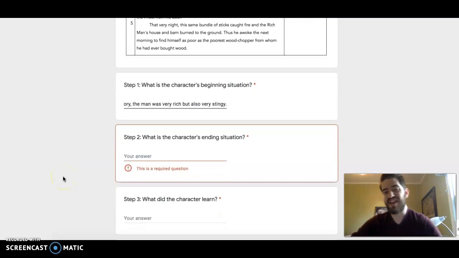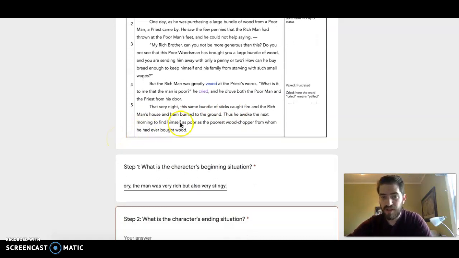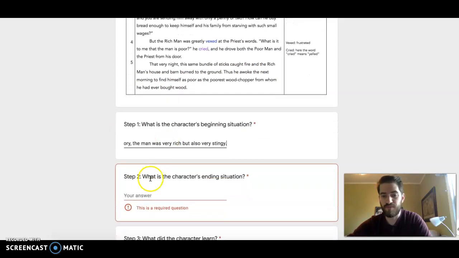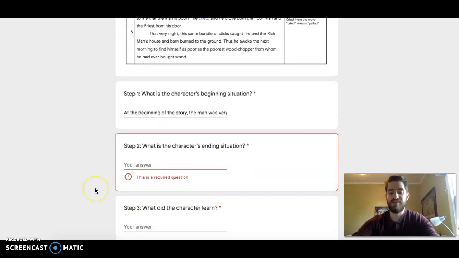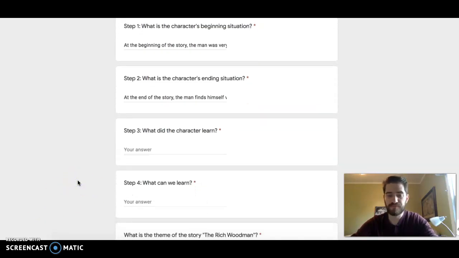Now we're going to look at the character's ending situation. So he started off stingy. Now at the end, I'm thinking, what happened at the end? So that very night, the same bundle of sticks caught fire, and the rich man's house and barn burned to the ground. He awoke the next morning to find himself as poor as the poorest woodchopper. So at the end of the story, the man finds himself very poor. So not a great ending for him.